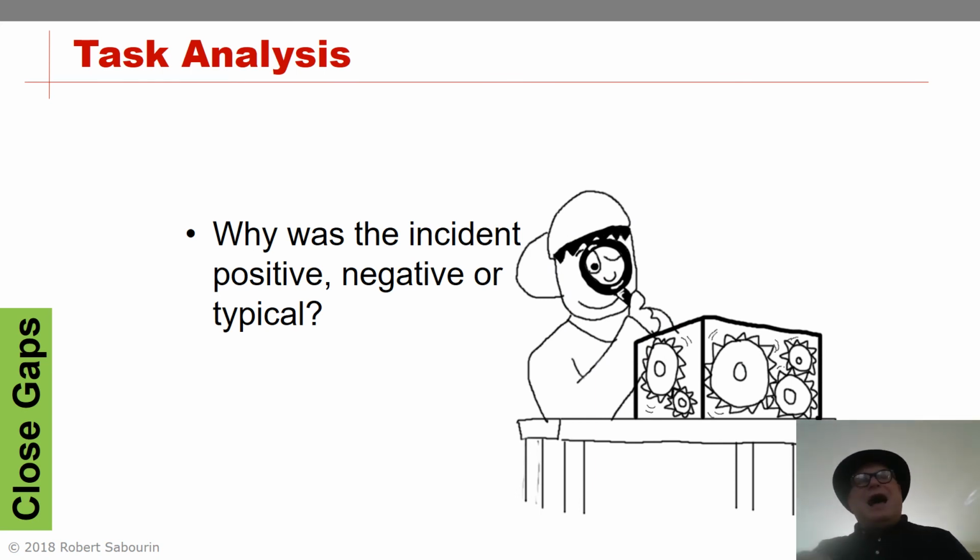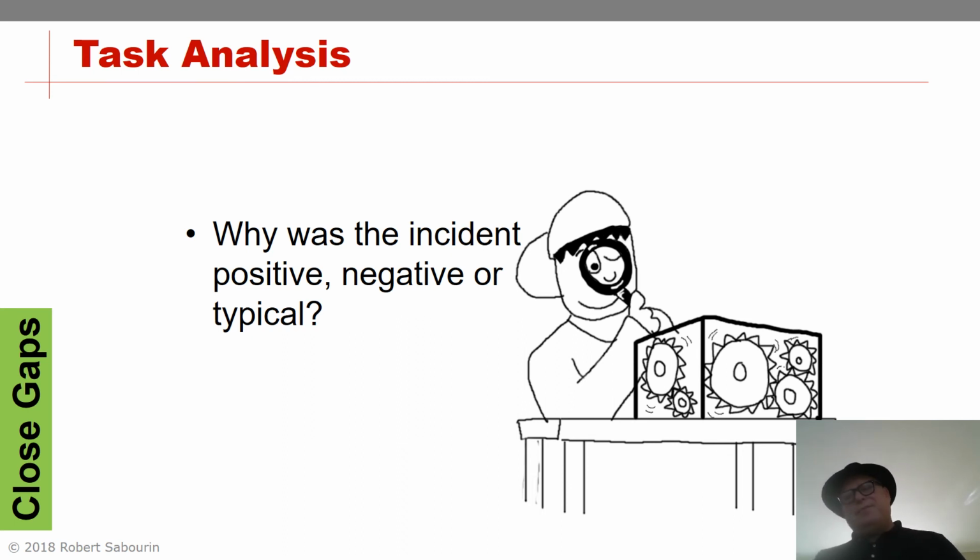Gaps. After I've heard the story, I thank the person for sharing their story. Wonderful, I have all the information. I took my notes, got my mind map. I try to ask some questions now about the story.